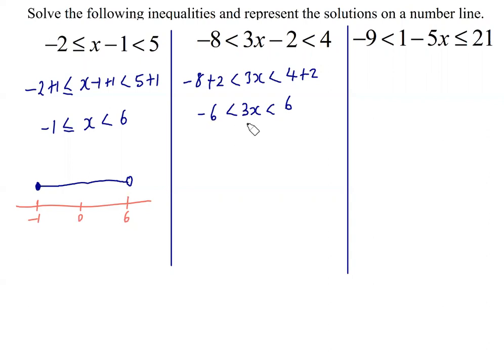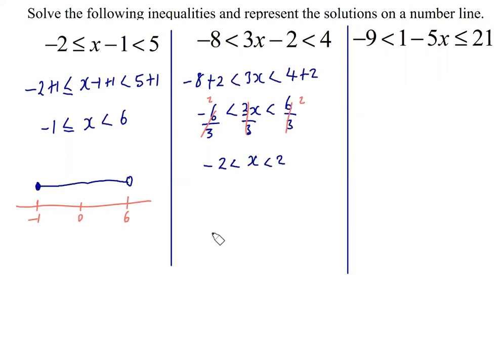Then in this case now we are dividing by 3 throughout, because remember we want to be left with x in the middle. So here we're dividing by 3. We're also dividing by 3. Then we are left with this one cancels, this one cancels, this one cancels. We get 2 there, we get 2 there. So our answer now should be -2 less than x less than 2.